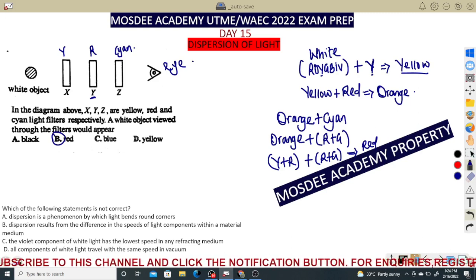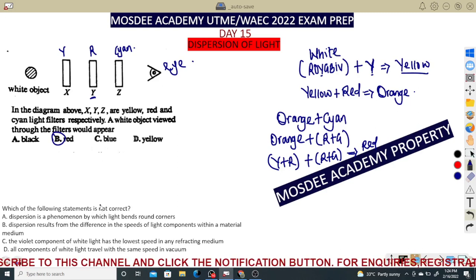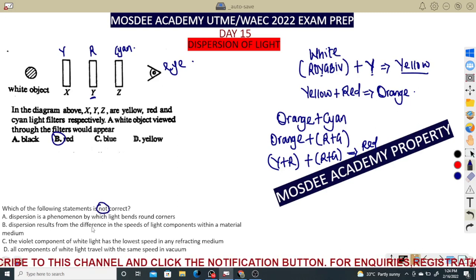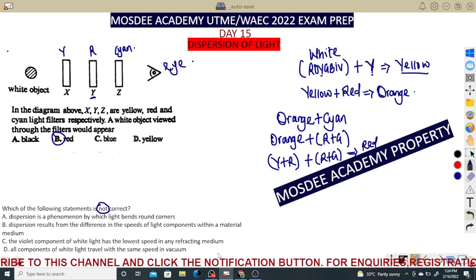The next question. About the next question, my dear students, which of the following statements is not correct? Not correct. Please always read the question well to understand. Dispersion is the phenomenon by which light bends round corners. Yes, they bend round corners.